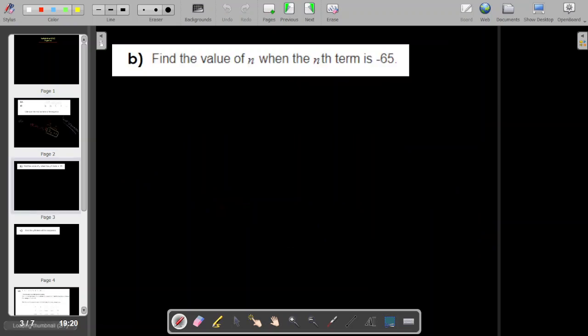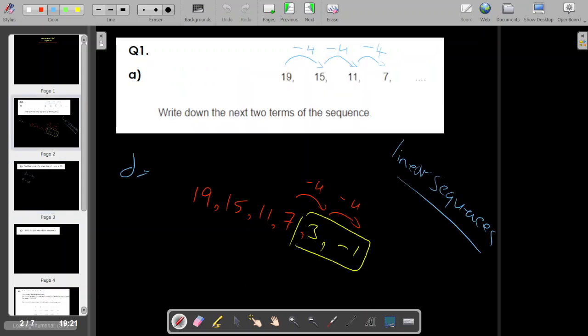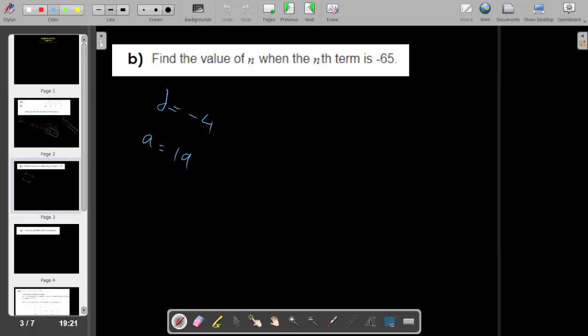The next question is asking you to find the value of n when the nth term is equal to minus 65. What is the meaning of that? This question is related to the previous question, because from the previous question you know that D is equal to minus 4, and you know that A, referring to the first term in the sequence, is equal to 19, as you can see. The idea to find out the n of the minus 65, I'm gonna do it the short way.